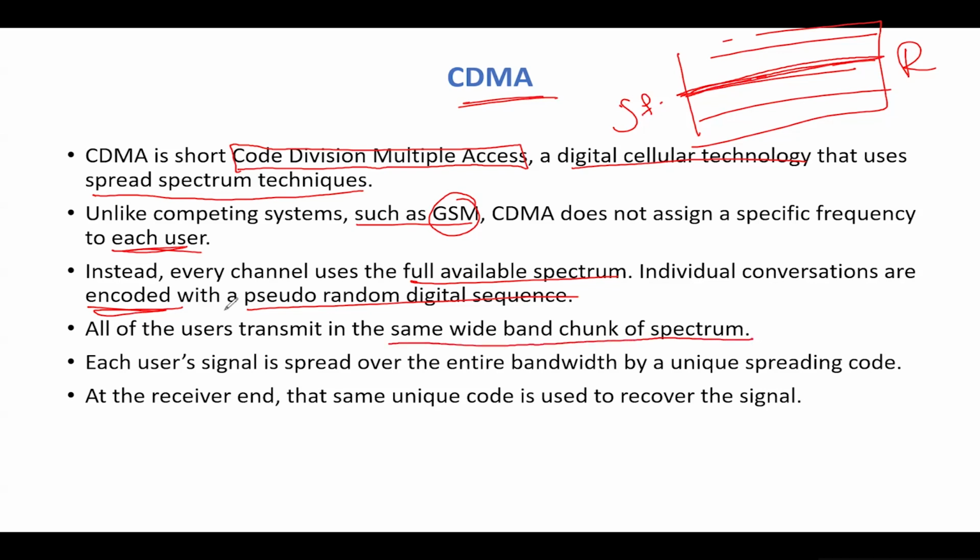of spectrum. And then what is going to happen is it is going to be coded. And then when we reach the receiver, we are going to decode that. So each user signal is spread over the entire bandwidth by a unique spreading code. At the receiver end, the same unique code is used to recover the signal. That is what I said. We are going to decode with the same code with which we have done the coding.